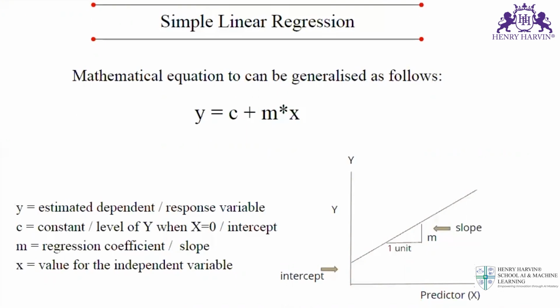into x, wherein y is the estimated dependent variable, the variable whose value we need to find out or predict. C is the constant or the intercept. M is the slope or regression coefficient. And X is the value of the independent variable.